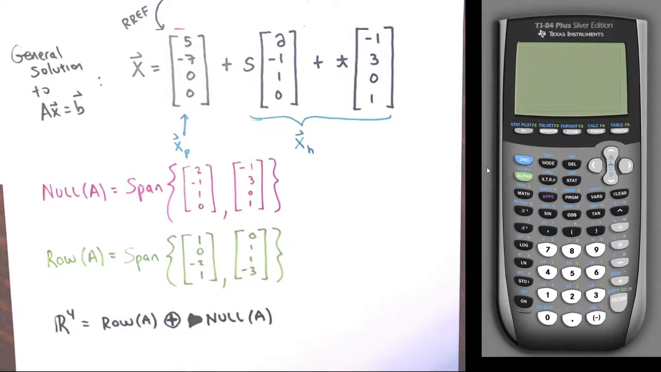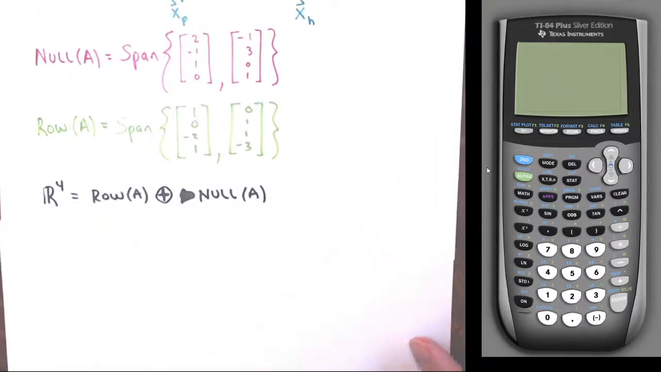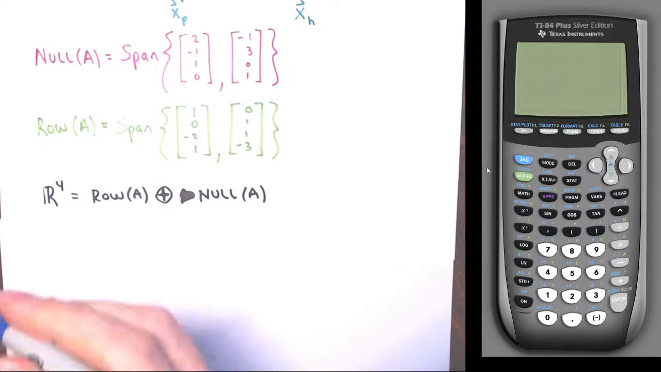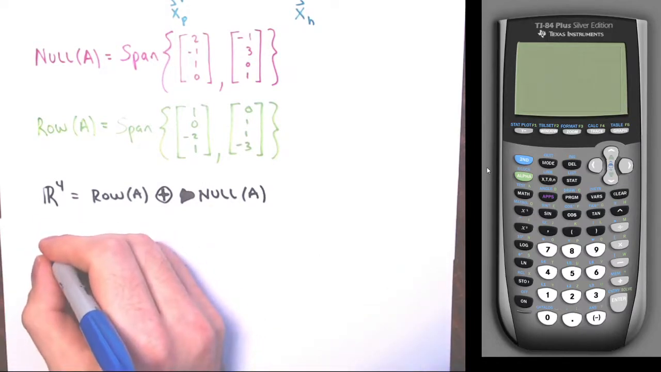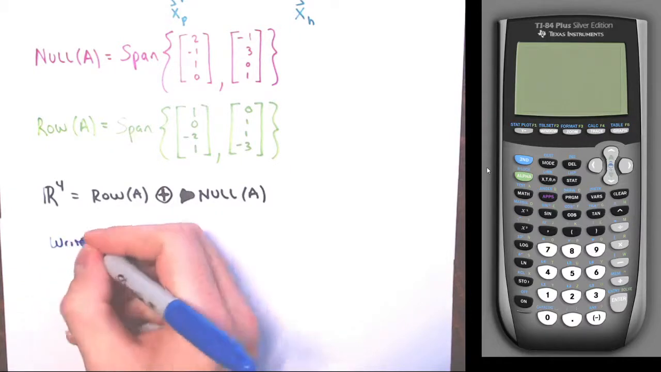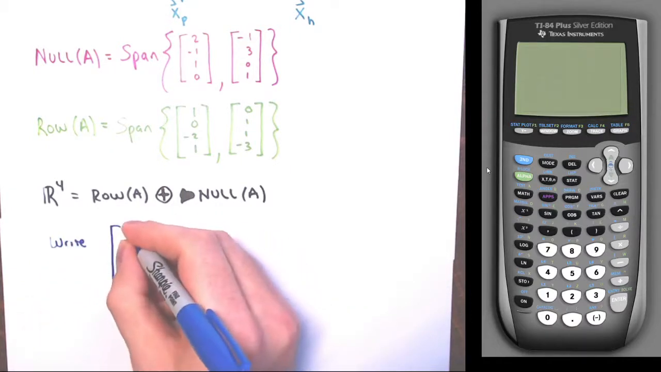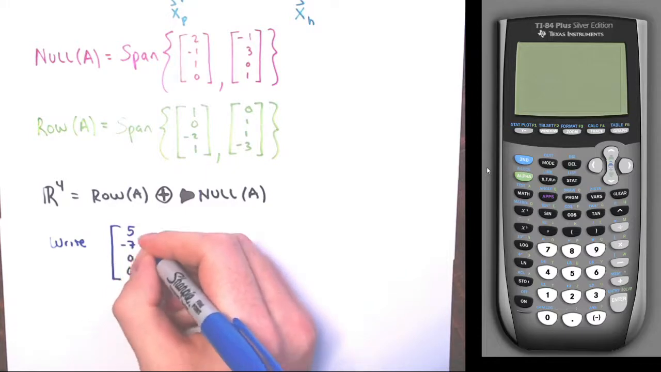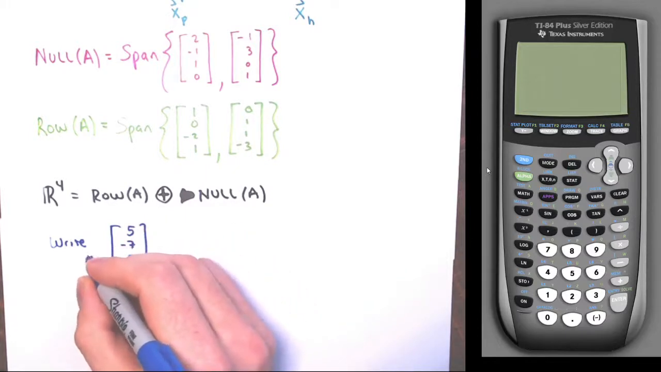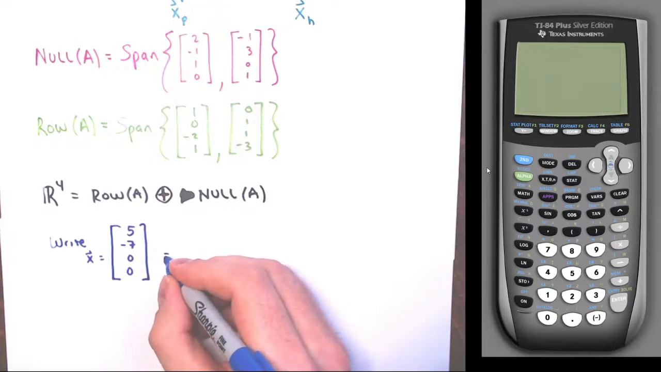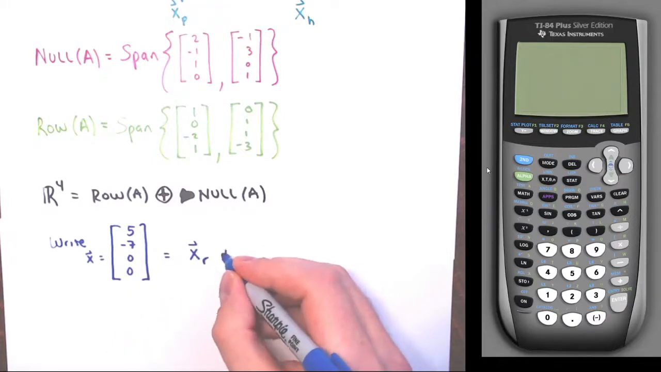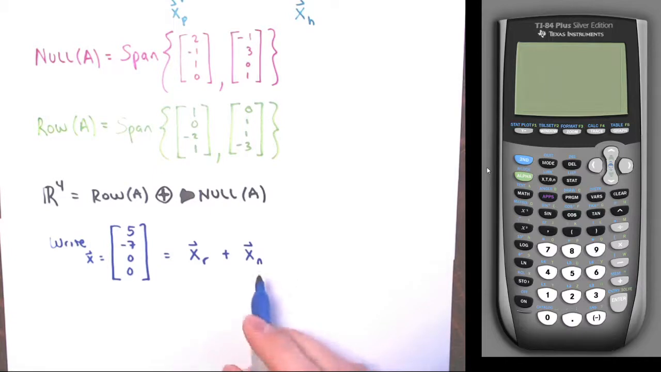So what I'm going to do is break it up and decompose it into a vector from the row space plus a vector from the null space, as we had in the previous examples, right? So I'm going to write that particular solution, 5, negative 7, 0, 0. And I'll call this vector x, as some vector from the row space plus some vector from the null space, right? The sum of two orthogonal vectors, the orthogonal decomposition.